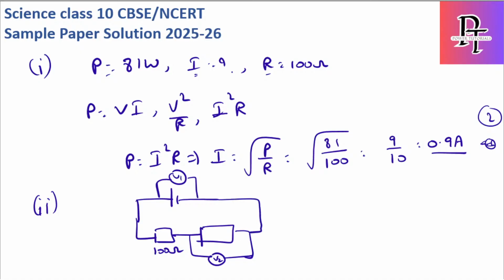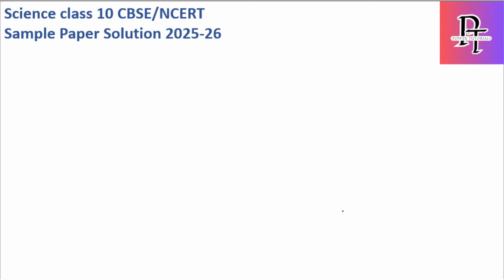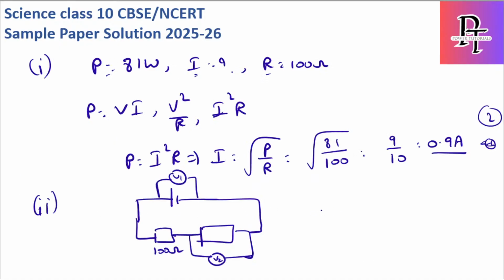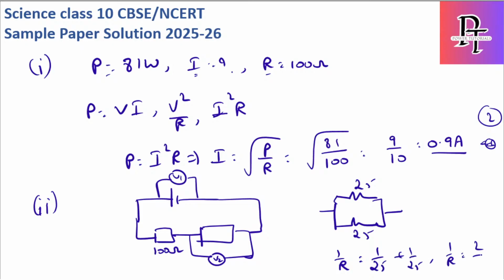Now what is the parallel combination of 25 and 25? I will write it separately. For parallel combination, what is the effective resistance? 1 by R is equal to 1 by 25 plus 1 by 25. So 1 by R is equal to 2 by 25. From here I can say the effective resistance R value is 12.5 ohms. So the same current 0.9 ampere will flow through this resistance as well as through this resistor, because these are connected in series.